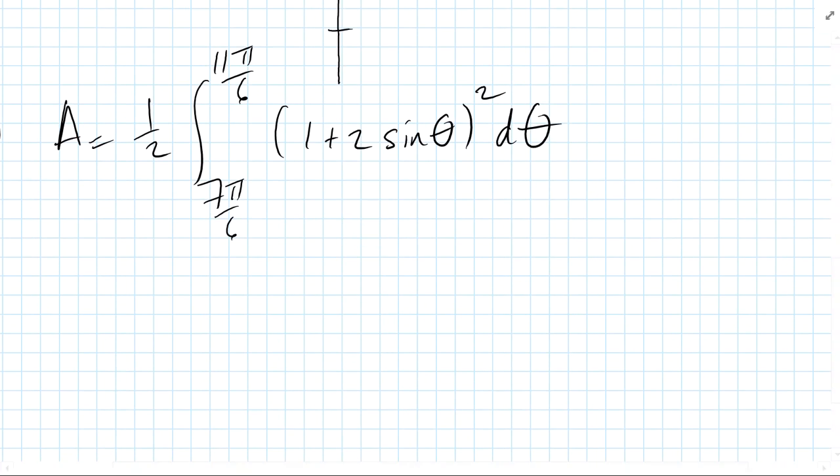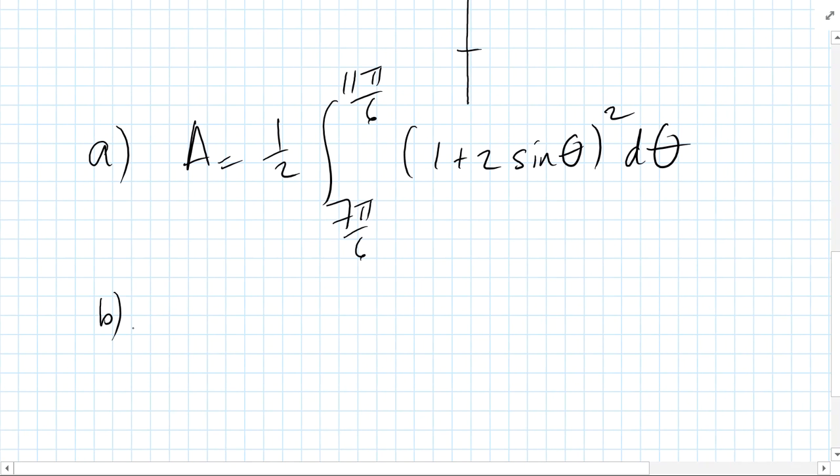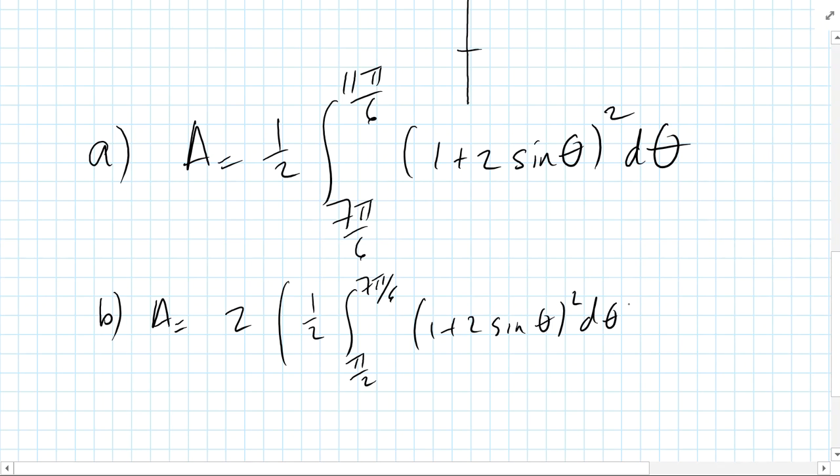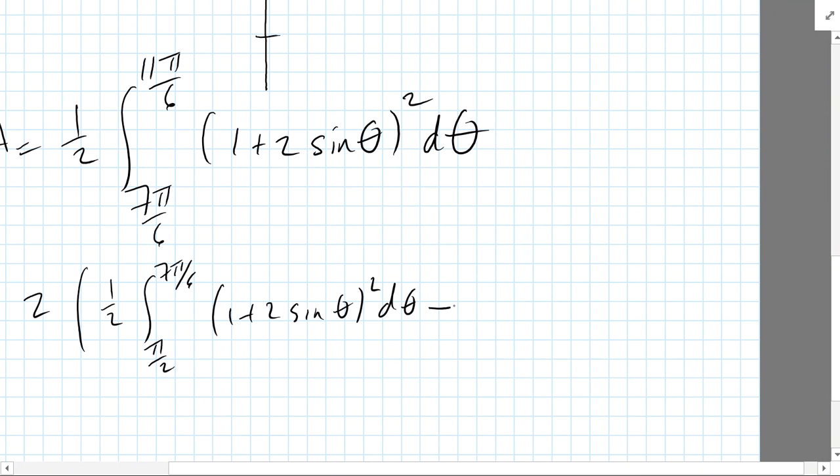So my area for part B is going to equal, I'm doubling it, right? So it's 2 of 1/2 the integral from pi over 2 to 7 pi over 6 of (1 + 2 sine theta) squared d theta, minus, and I'm going to do 1/2 integral, and you can do it any way you want, but I'm going to do 7 pi over 6 to 3 pi over 2 of, and so this is the inner loop. What's half of it?